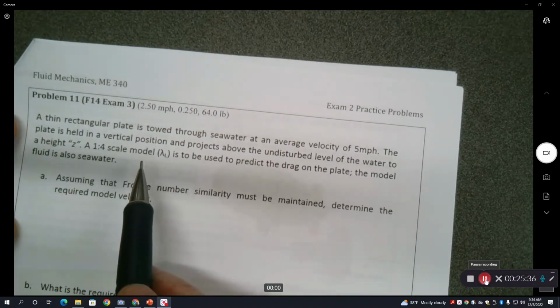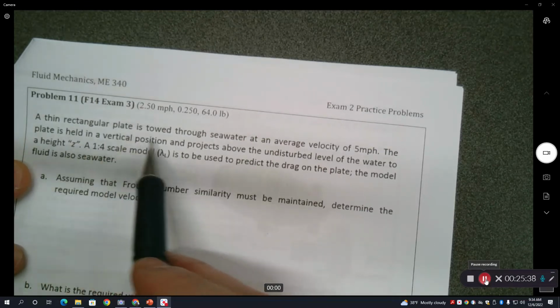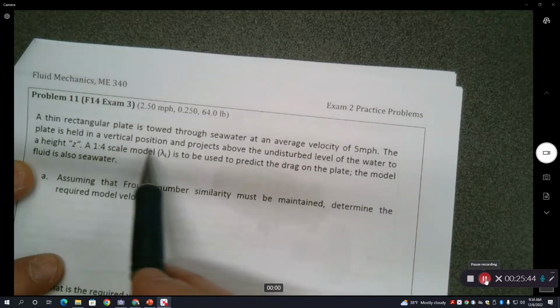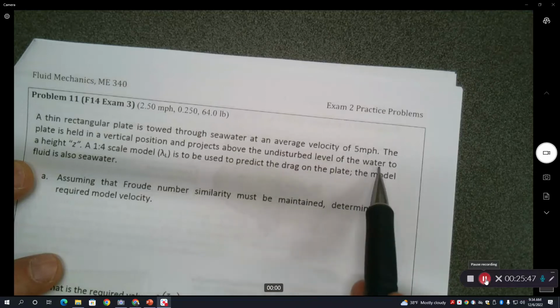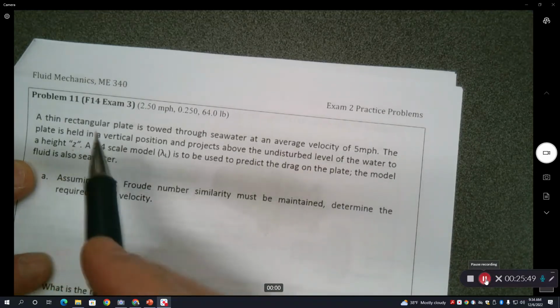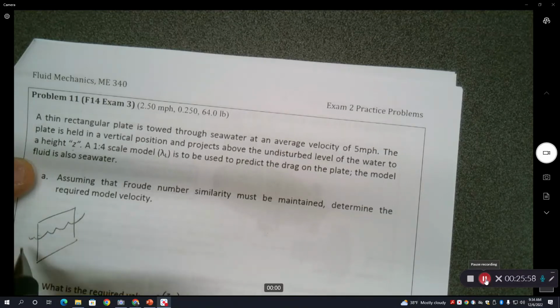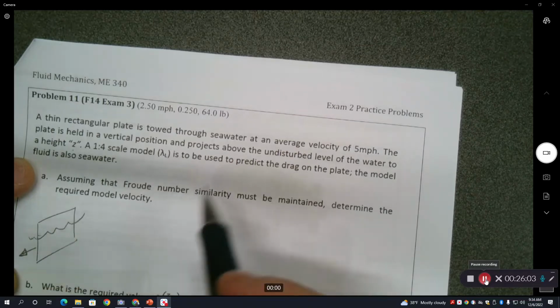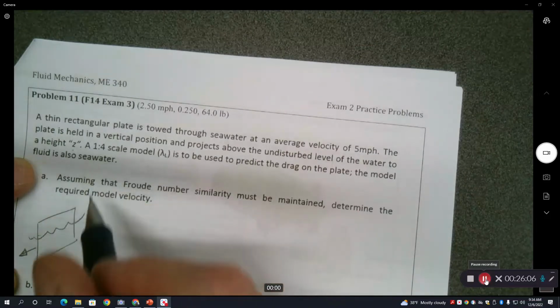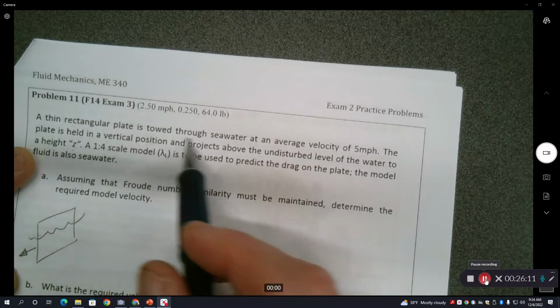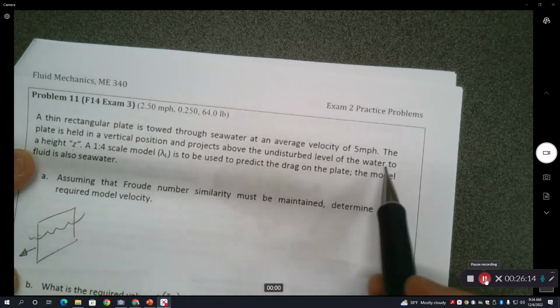Yeah, so this thin plate is towed through seawater at an average velocity of 5 miles per hour. The plate is held in a vertical position and projects above the undisturbed level of the water to a height Z. Right, so we're looking at a plate like this. Here's the water that's around it, and someone is dragging it along. They're going 5 miles per hour in the real thing, in seawater.